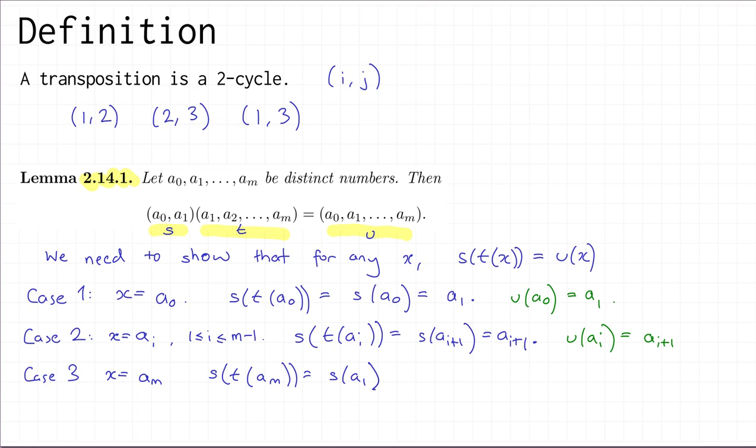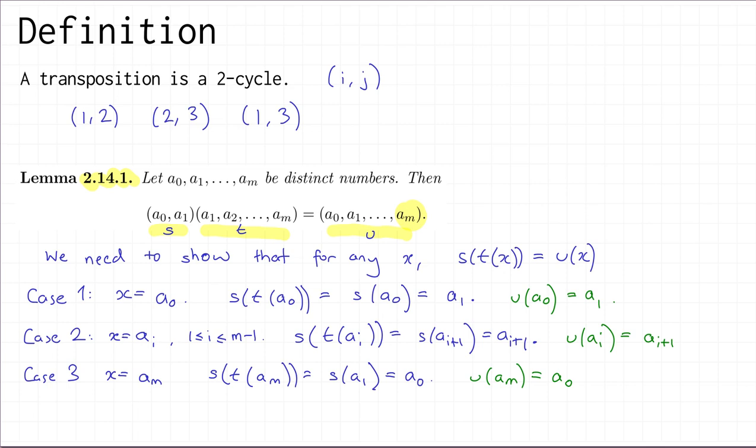Okay, and s of a1 is a0. Now let's do u of am. And again, you can see that am is at the end of the cycle there. So u of am would be the thing at the start of the cycle, which was a0. And again, s of t of am was equal to u of am.